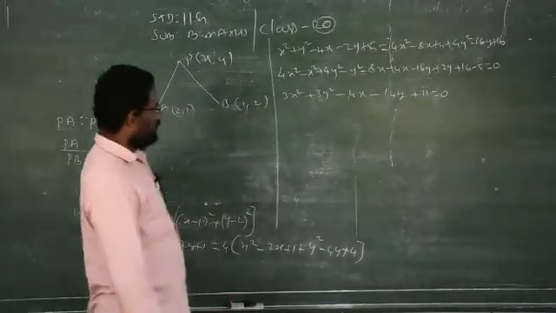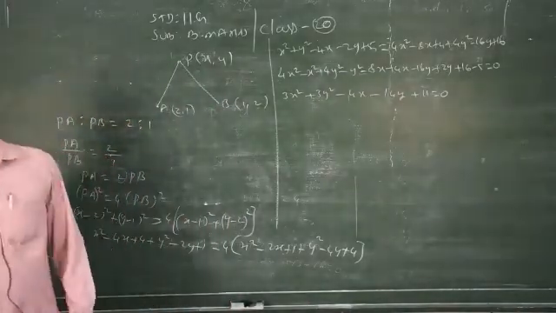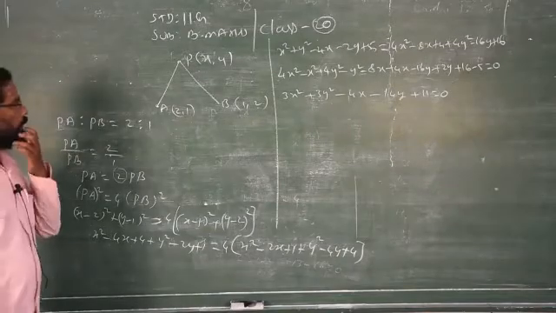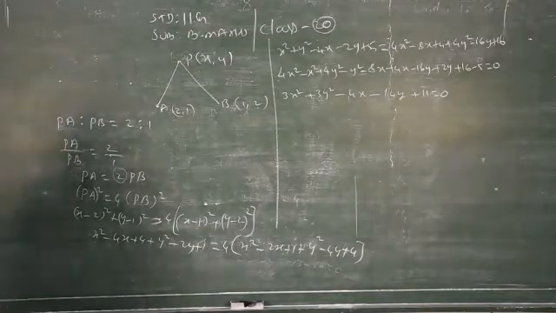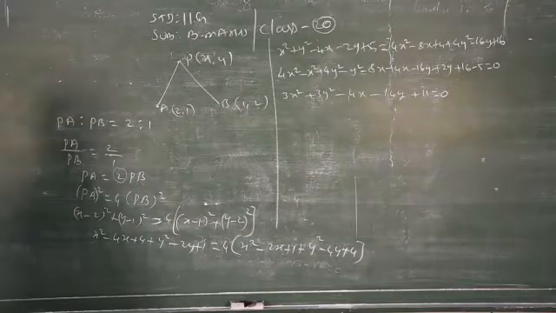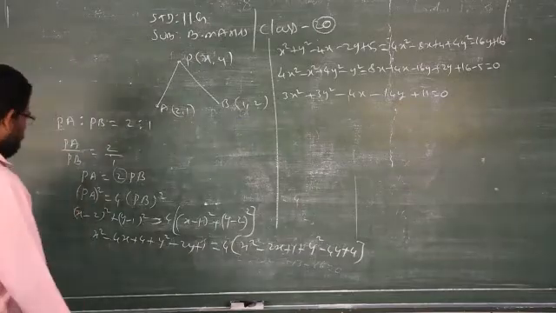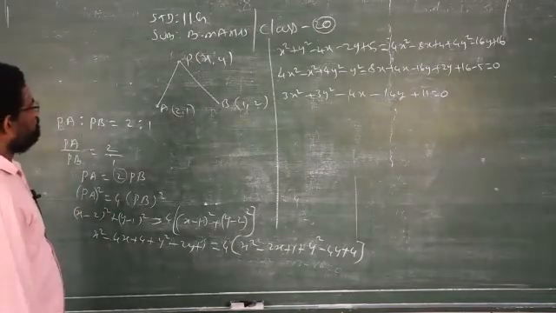Clear? So this also represents a circle, because x and y have power 2. So you will check the answer: 3x square plus 3y square minus 4x minus 14y plus 15 is given as the answer, but we got 11. Check where the mistake is.